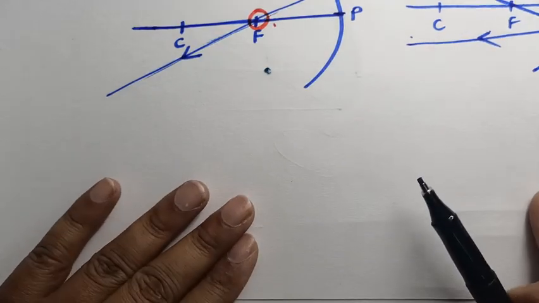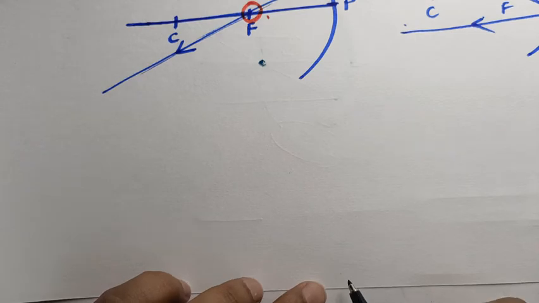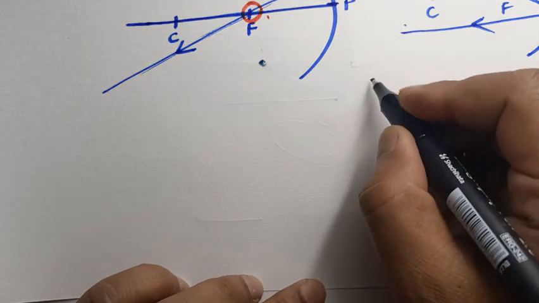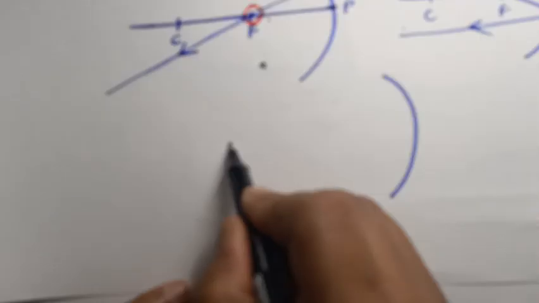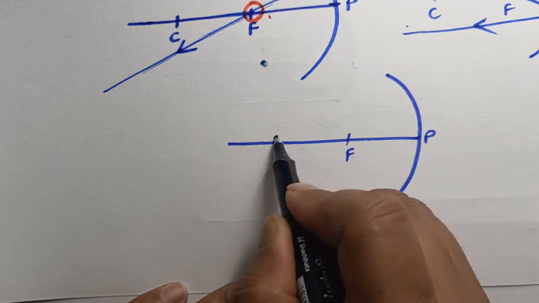The third one, very simple. Yes, I am telling you, you will have no problem in drawing the ray diagrams if you are able to understand this rule. Rule 3. Rule 3, once again I draw a concave mirror, right? And then the principal axis, pole, focus, and center of curvature.